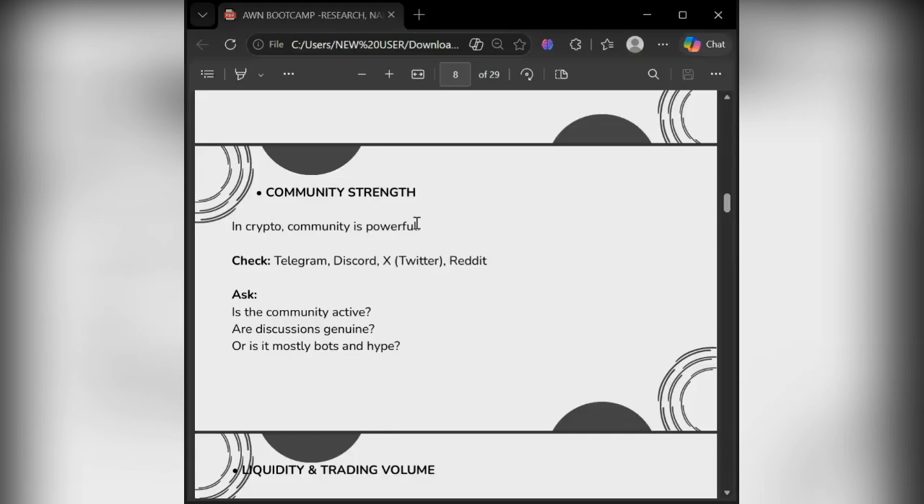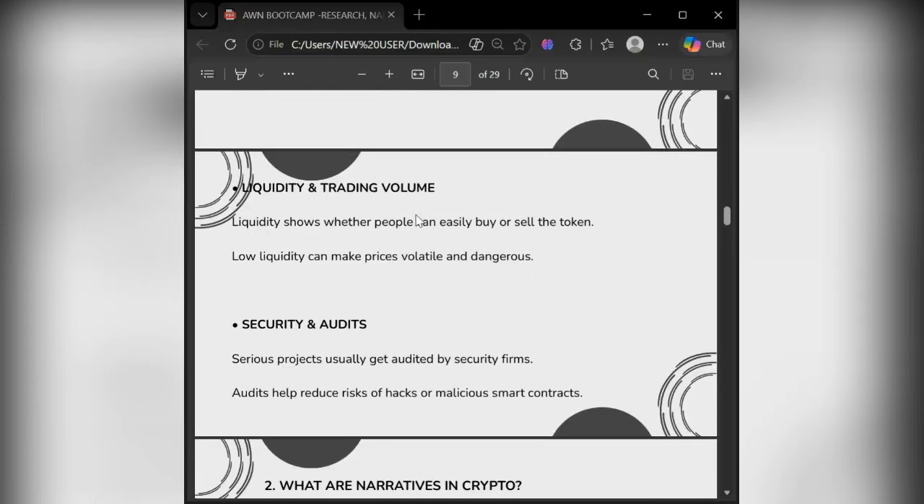You also check the liquidity and trading. I've given you quite a number of apps where you can confirm this. Liquidity shows whether people can easily buy or sell the token. Low liquidity can make prices volatile and dangerous. Anything can happen.